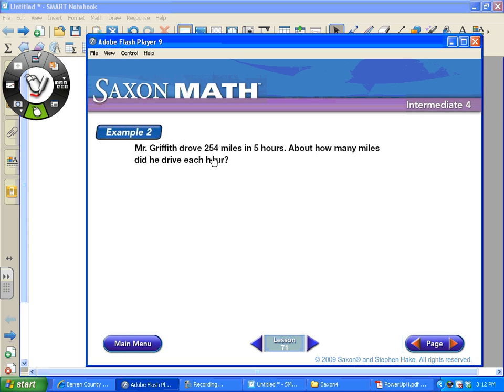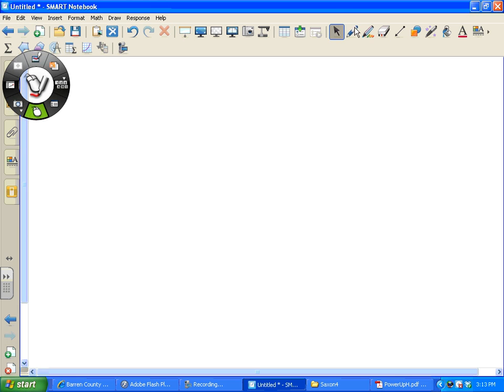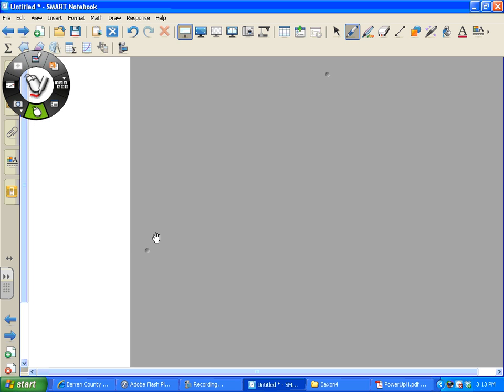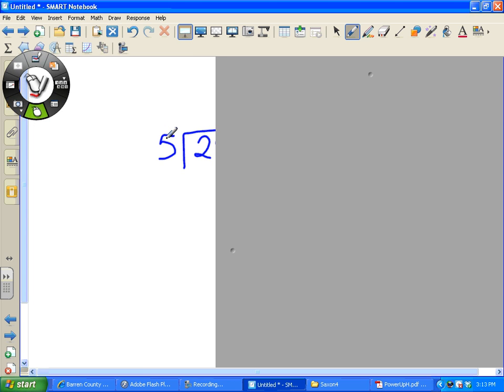So we want to take that total, and it said about, so we have permission to round off, and I would round this off to 250. Divide that into equal groups of 5 to see how far he went each hour. So 250 divided by 5. Step at a time. How many groups of 5 could I get out of 2? I can't get any groups of 5. 0 times 5 is 5. I'm sorry. 0 times 5 is 0.